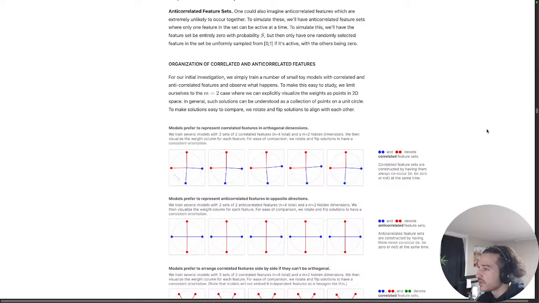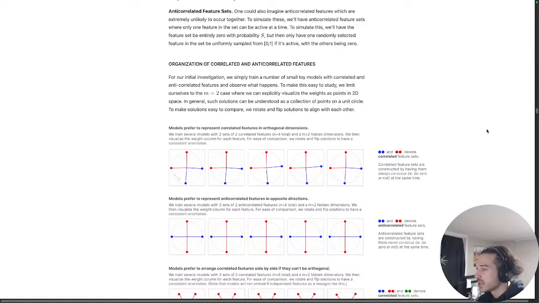Organization of correlated and anti-correlated features. For our initial investigation, we simply train a number of small toy models with correlated and anti-correlated features and observe what happens. To make this easy to study, we limit ourselves to the m=2 case, where we can explicitly visualize the weights as points in 2D space. In general, such solutions can be understood as a collection of points on a unit circle. To make solutions easy to compare, we rotate and flip solutions to align with each other.